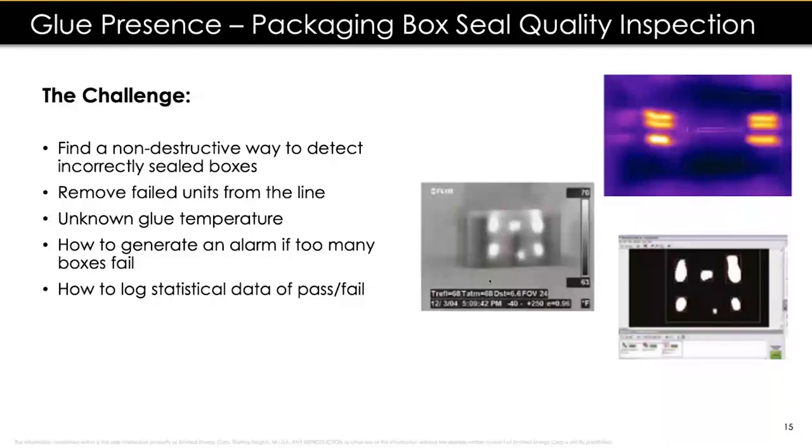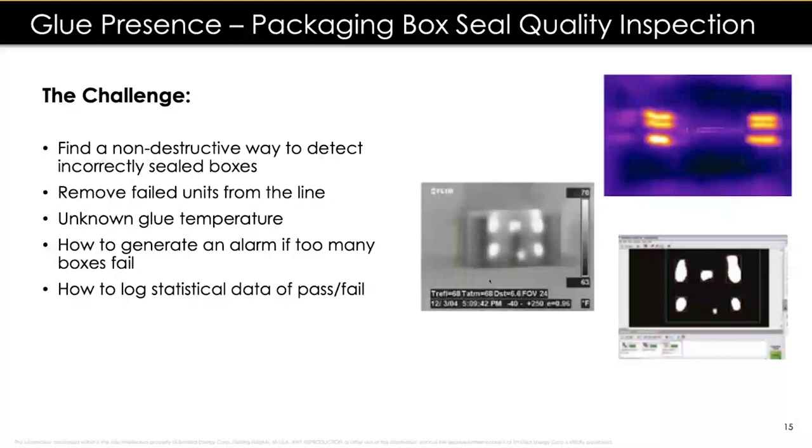We don't know the temperature of the adhesive being applied, but we know that it's at a warmer temperature than the substrate, or the box. And we want you to generate an alarm if too many boxes fail. So maybe one box falls under a good radar for us, or maybe three. But when we see about 5 in a row or 6 in a row, we have a situation. I want to be notified of that. So we want to look at trend analysis and statistical data of pass and fail.